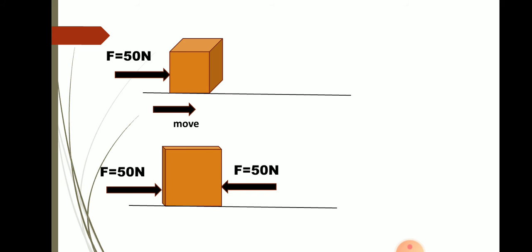So what happens now? Here two forces cancel each other. What is the net force here? The net force is 0, because 50 Newton minus 50 Newton is 0 Newton. So the resultant force is 0 Newton on this box. That means, in which direction is the box going to move? Is the box going to move?